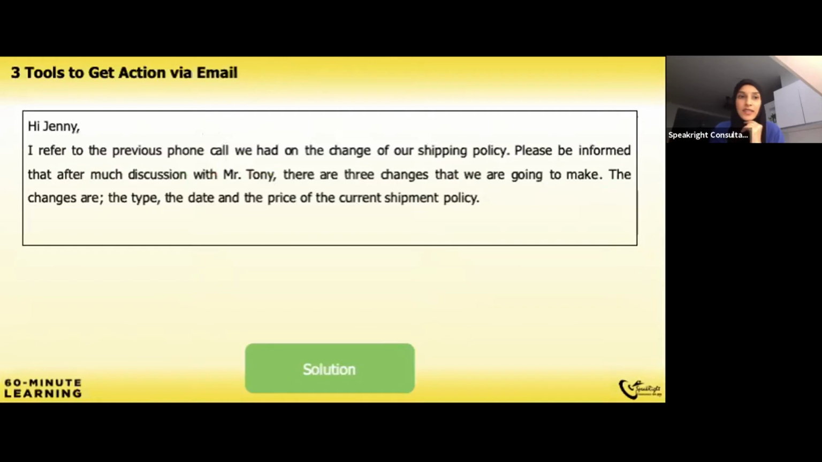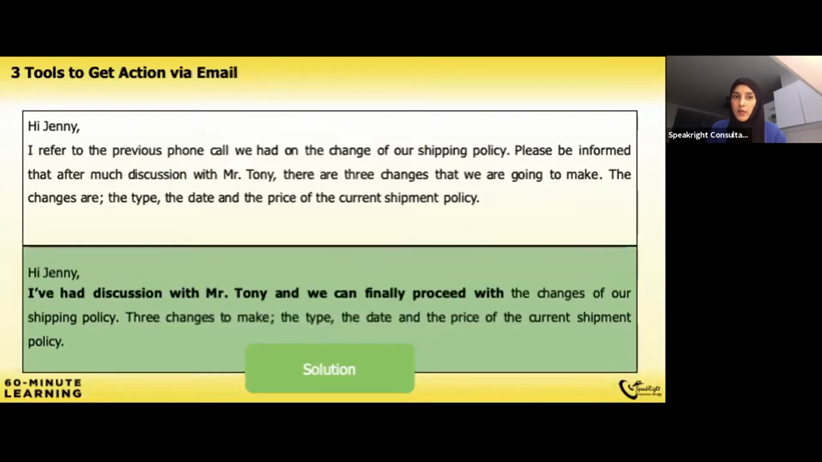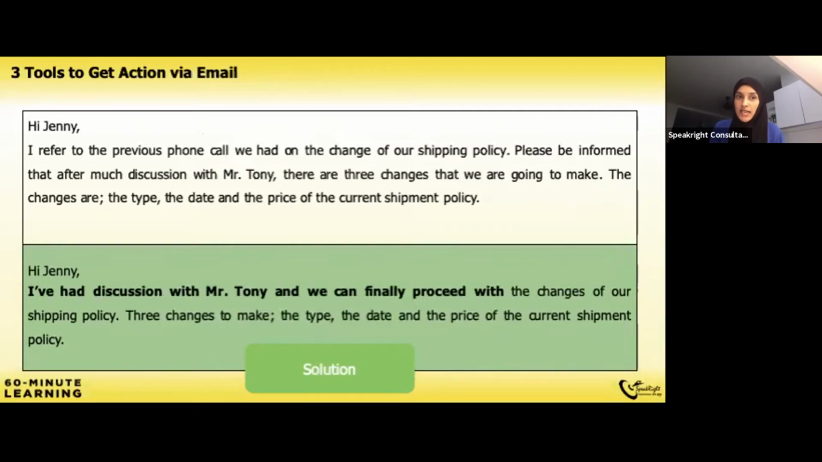Now let's look at this. Now, the earlier one, all right. Hi, Jenny. I refer to the previous phone call we had on the change of our shipping policy. Please be informed that after much discussion with Mr. Tony, there are 3 changes that we are going to make. The changes are the type, the date, and the price of the current shipment policy. Now, this is the very first email, which was rather vague, and then we corrected it, okay?